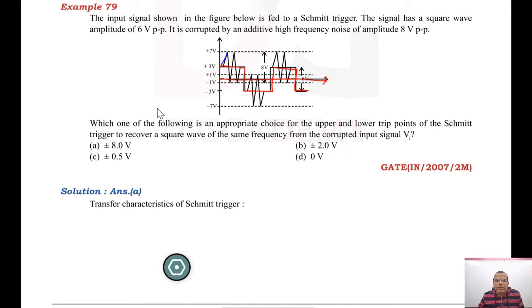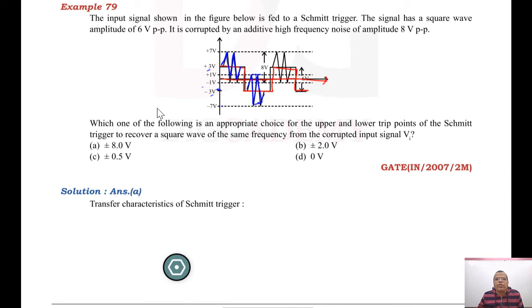First of all, this input signal is varying from minus 3 volt to plus 3 volt, right? Now this is corrupted by a signal 8 volt peak to peak. You can see this is the pulsating, or you can say noise signal, which is superimposed on the positive half and again superimposed on the negative half of the signal. So you can see from here to here it is 8 volt, and from here to here it is 8 volt.